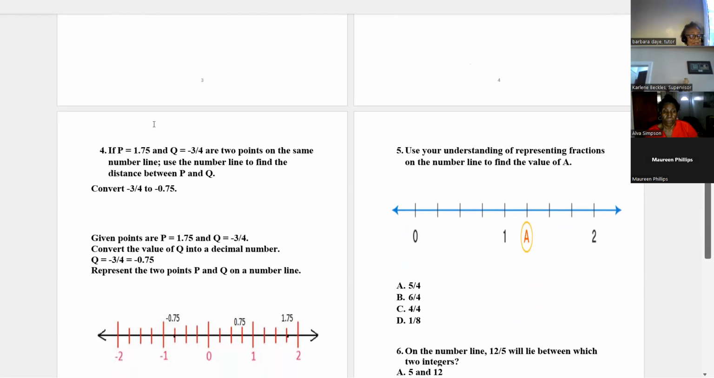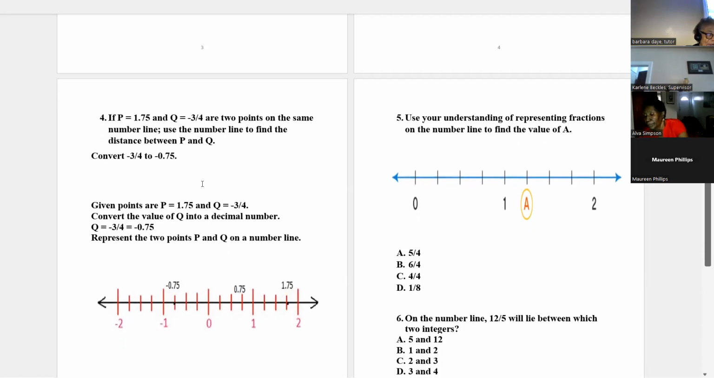Now, since P is a decimal and Q is a fraction, we want to make the 3/4 also a decimal. So 3/4 is 75 cents, right? Yes. So 3/4 is 0.75.